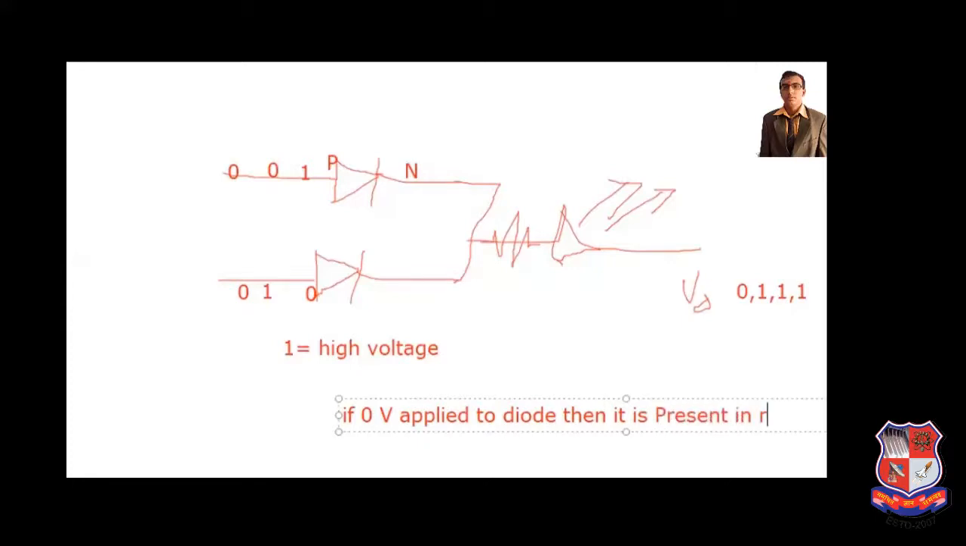Present in reverse bias, so it is known as open circuit. So it is the parameter of OR gate. This is the complete topic regarding the OR gate.